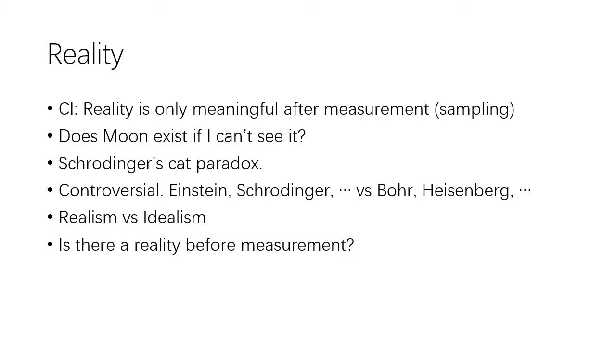The question of reality originated from the Copenhagen interpretation of quantum mechanics. Physicists were quite confident about the objectiveness of reality in Newtonian times. The Copenhagen interpretation confused people by bringing out questions like, does the moon exist if I can't see it? Is a cat alive or dead before observation? Einstein and Schrödinger had different opinions from Bohr and Heisenberg. Besides the millennium debate on realism and idealism, now we have one more question: is there a reality before measurement?